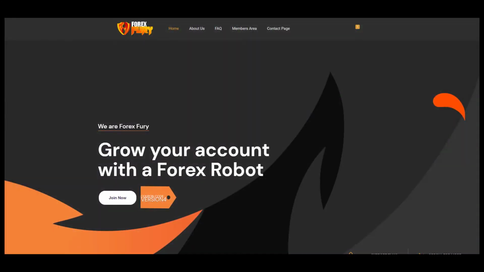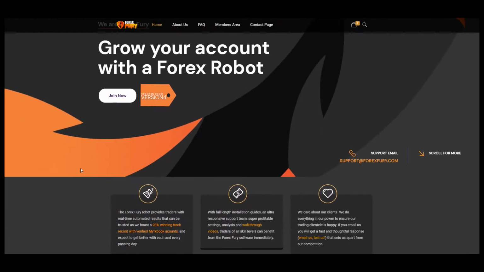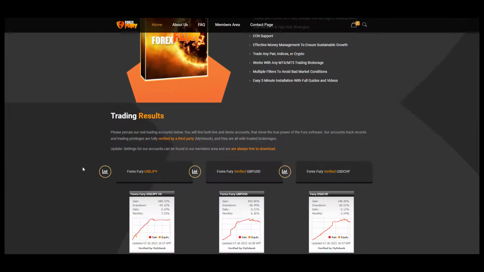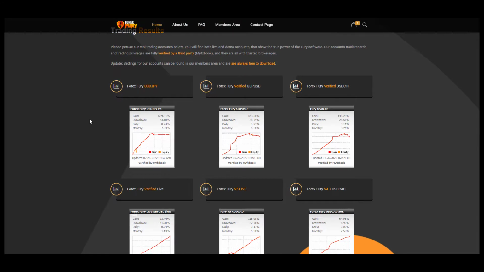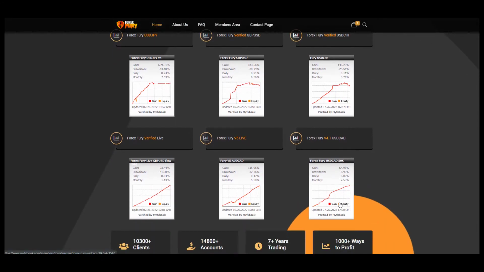Right, so we are on the forexfury.com website, and if I scroll down you can see a lot of the blurb in there, but they've got a section called trading results, and a lot of these bots aren't this transparent, so I really like that for starters. You can see briefly some of the chart returns that they've been getting. This one looks really good. USD CAD, look at a nice line, as well as the AUD CAD, GBP, pretty sensational. Not much of a drawdown there.